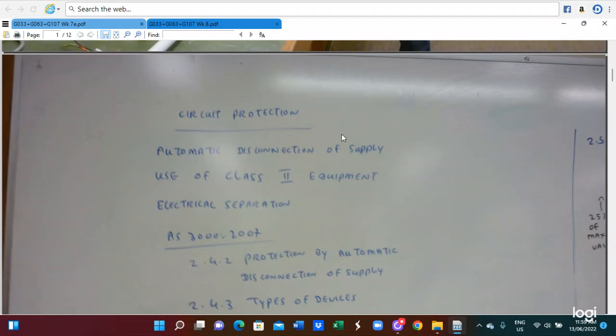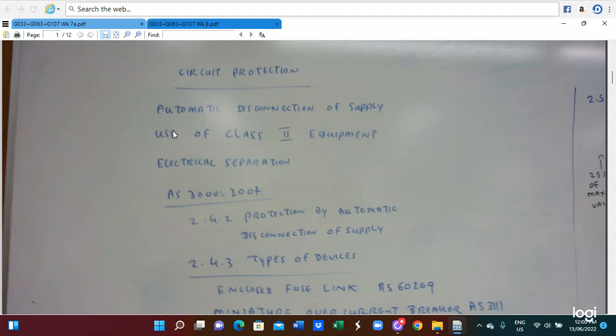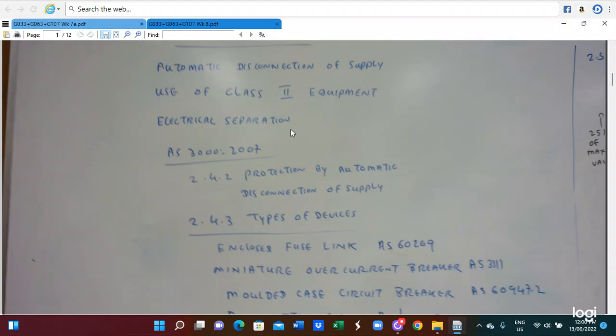So today's lesson, I explain about the circuits of protection. Circuit protection means that when an electrical fault happens, the circuit device automatically disconnects the supply. So, automatic disconnection of supply. In this case, we are using the classroom equipment to do the electrical separation.